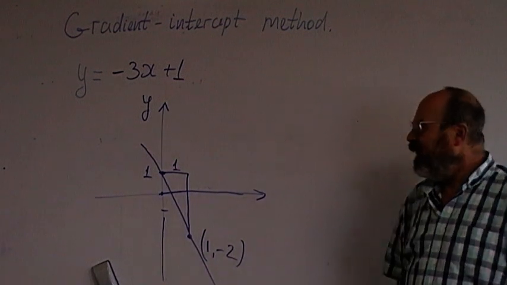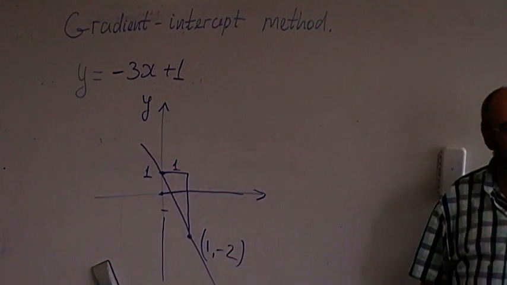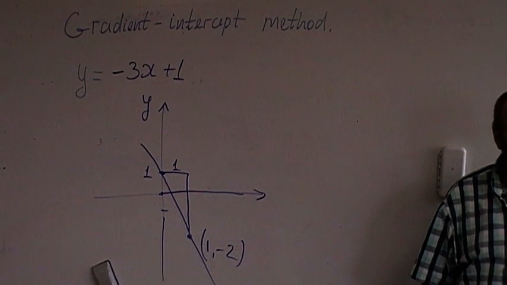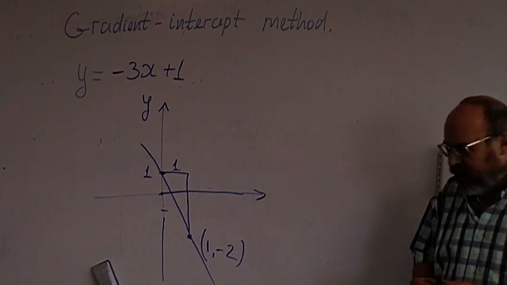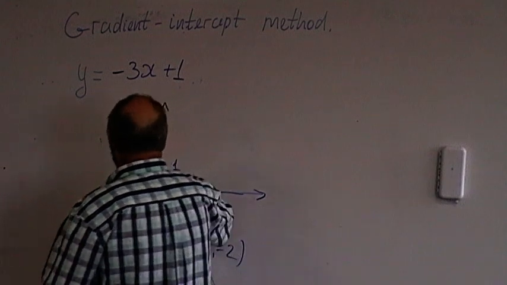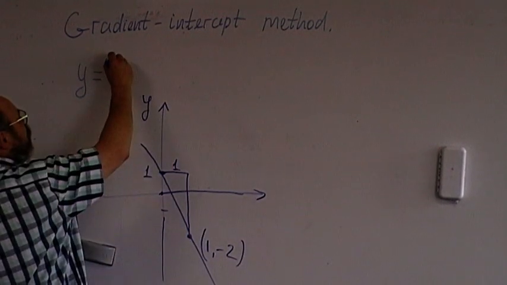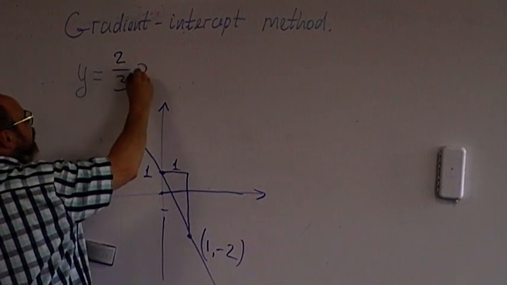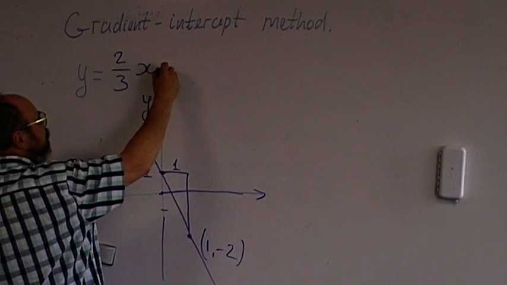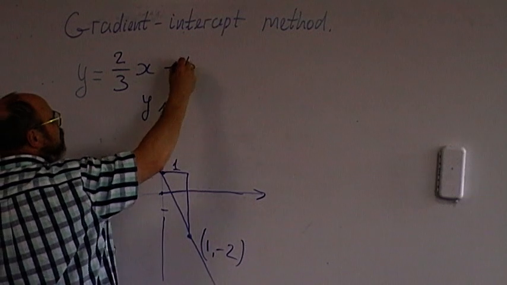Okay. Now, let's have a look if the gradient is not a whole number. Let's sketch a graph of y equals 2/3 x minus 5.